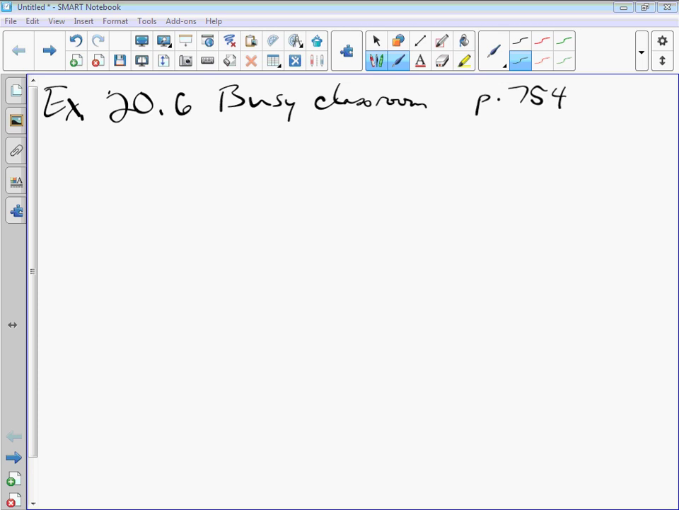Example 20.6, busy classroom, is on page 754. It is our introduction to the unit decibels, which is intensity level, not intensity, which is sort of confusing. The sound in an average classroom has an intensity of 10 to the negative 7th watts per meter squared. Determine, this is two parts. A says determine the intensity level of that sound. B says if the sound intensity doubles, what is the new sound intensity level?